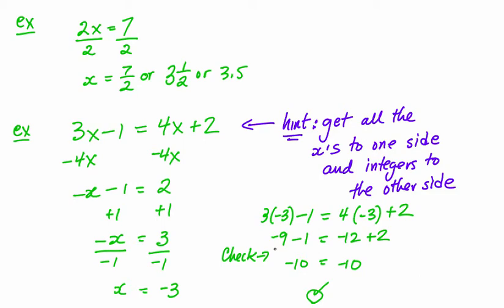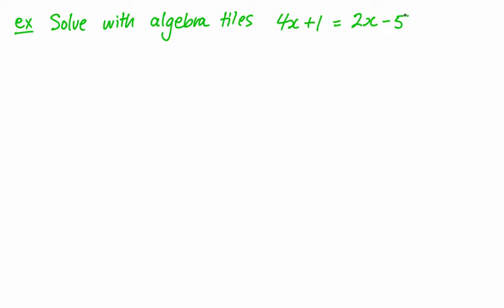Okay, let's take a look at how tiles can help us solve these. If you're not quite understanding these steps that I just showed in this example, tiles can also help us do this. So let's take a look at that example. So we're going to try and solve with algebra tiles 4x plus 1. So here's my 4x's and a plus 1. And I'll just draw a line to show the equals sign. On the other side I have 2x minus 5.